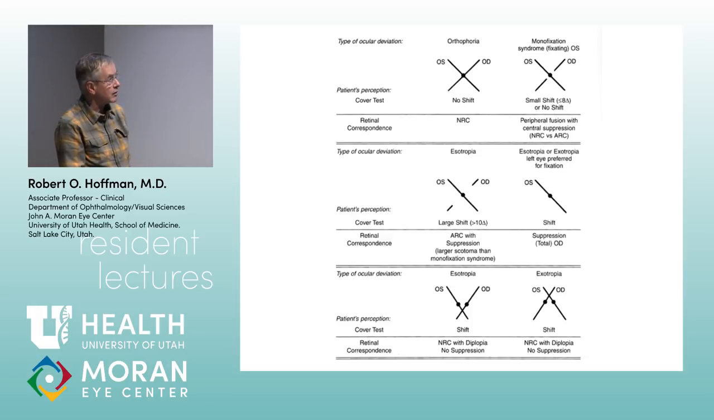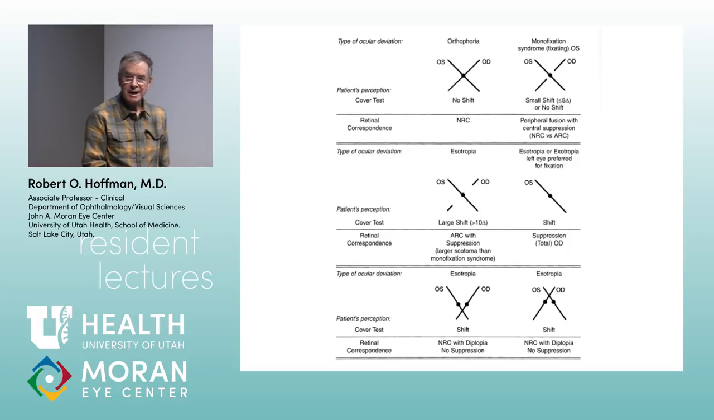So look at where those are and you can answer that. And the same here, the idea is that the image for the right is over on the left. The one on the left is over on the right. It's crossed. This is exotropia.